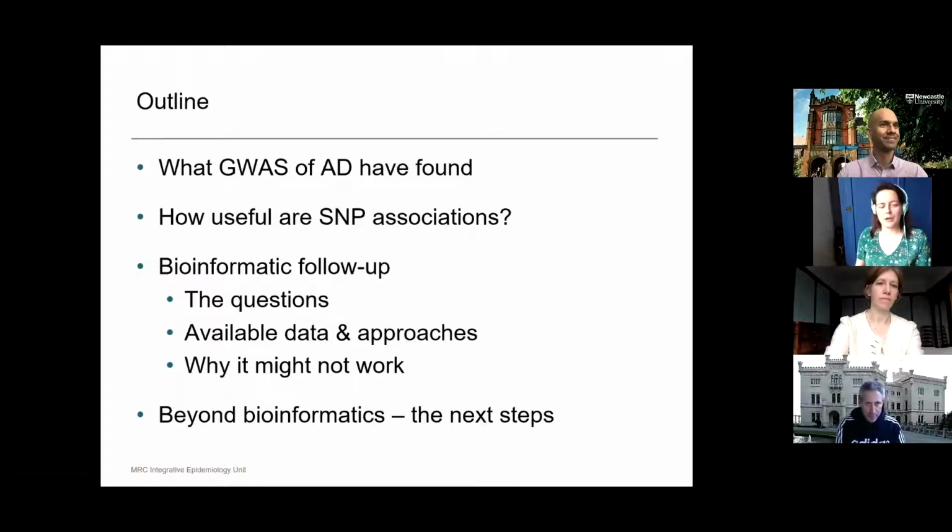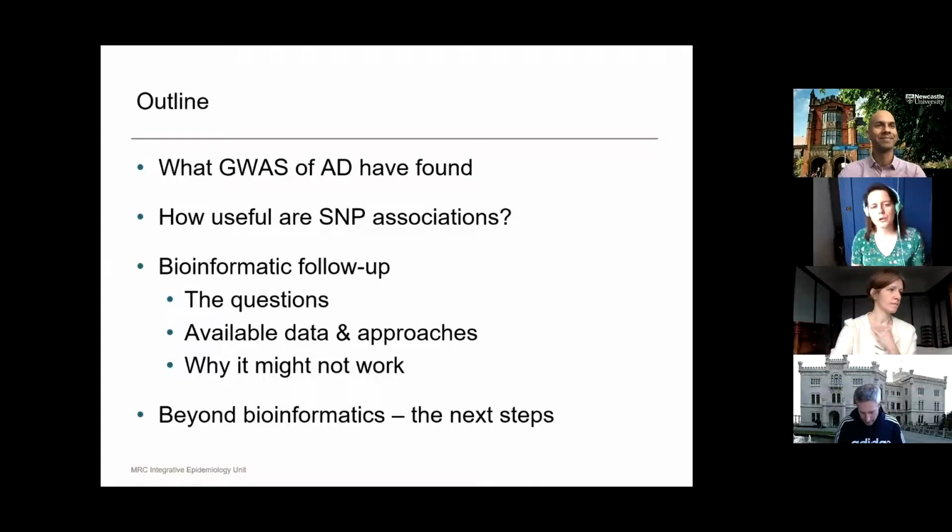So I'll go over our GWAS of eczema and talk a little bit about what we've found. Then I'm going to focus quite a bit on how useful these SNP associations that we find in genome-wide associations are, and also talk about why they might not be useful or where their limitations are. Following that, I'll go on to talk about some of the bioinformatic follow-up that we often do to get a bit more understanding out of those associations.